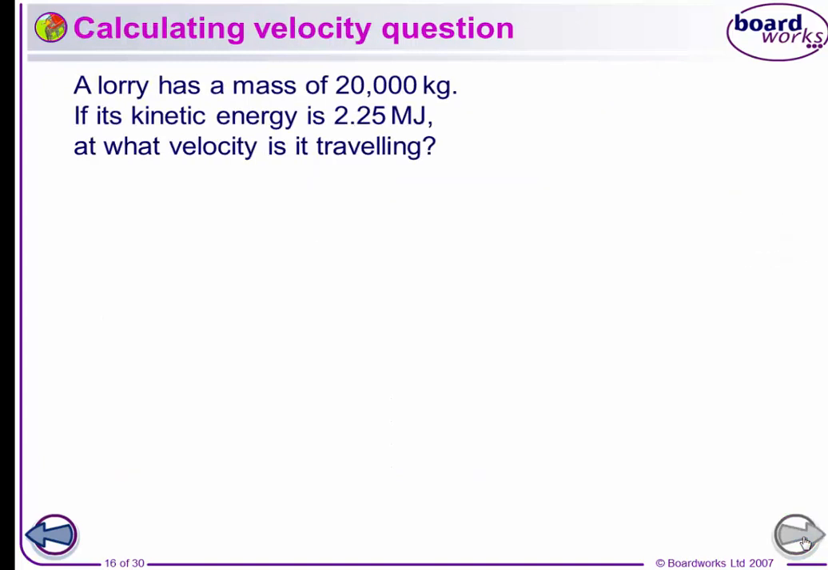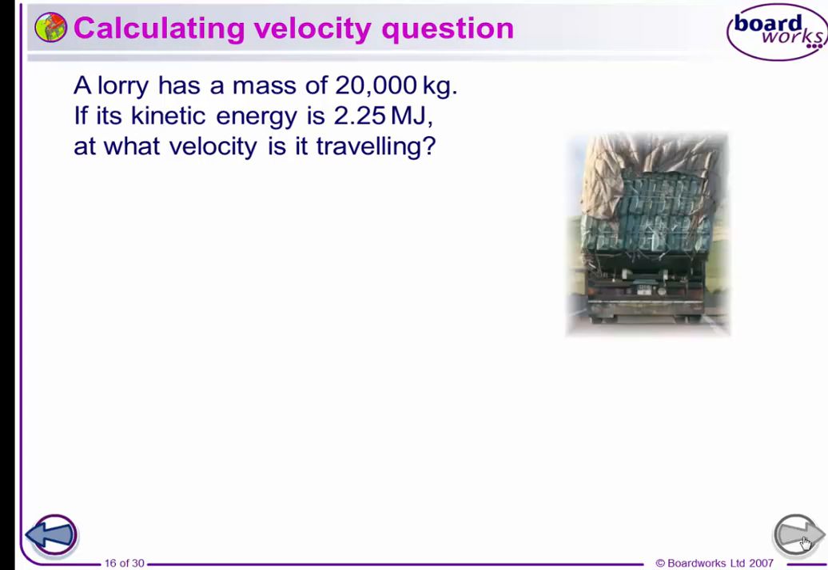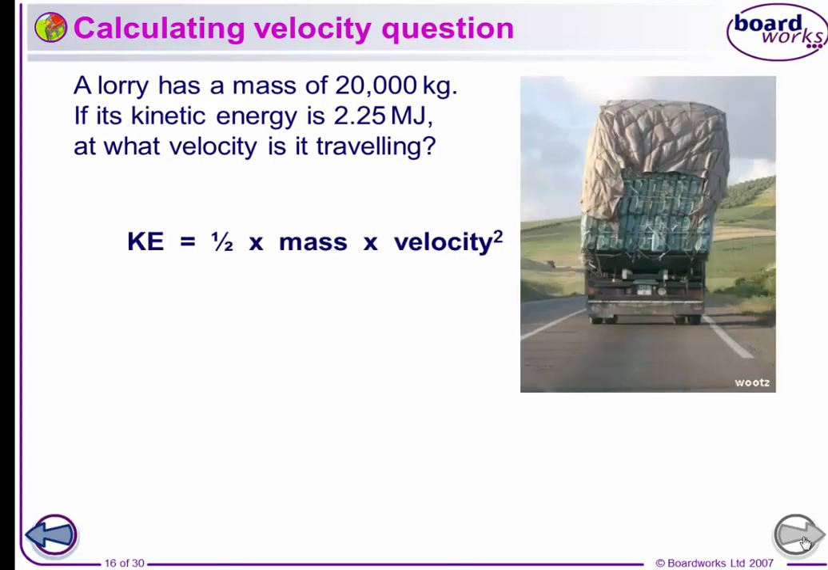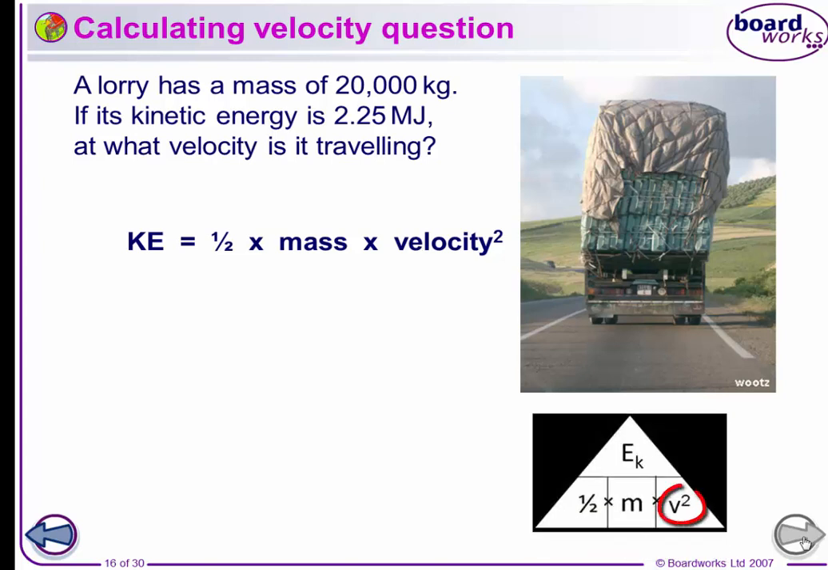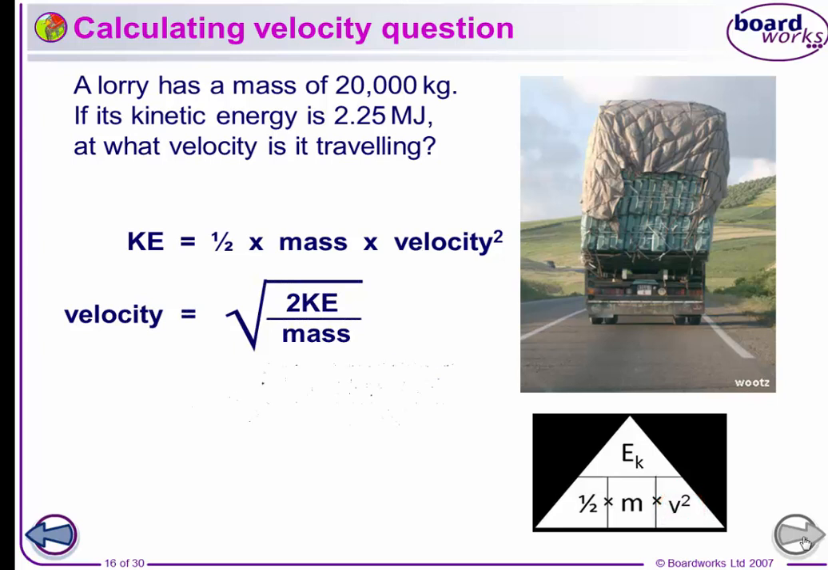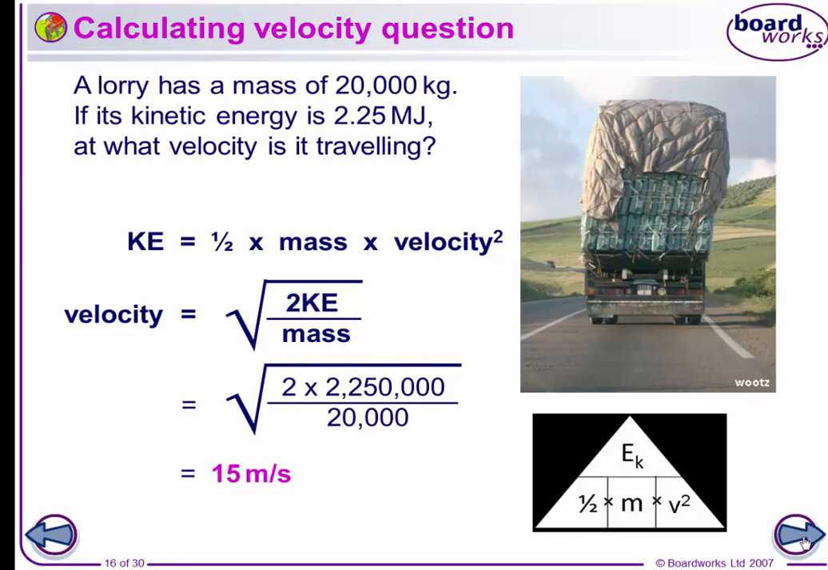An example: a lorry has a mass of 20,000 kilograms. If its kinetic energy is 2.25 megajoules, which is million joules, at what velocity is it travelling? We know that kinetic energy is equal to half times mass times velocity squared. Remember, the velocity squared is equal to 2E divided by m. So in other words, v is equal to the square root of 2E divided by m. So the velocity is equal to the square root of 2E divided by the mass, and it gives a value of 15 meters per second.